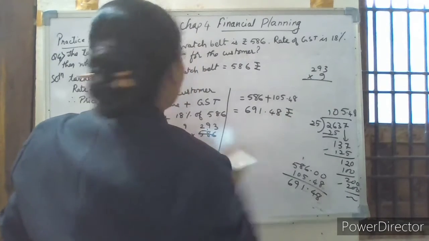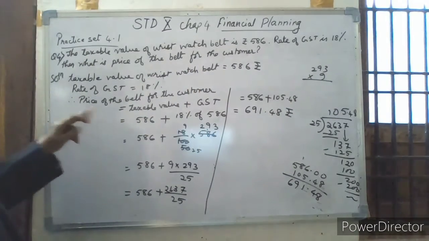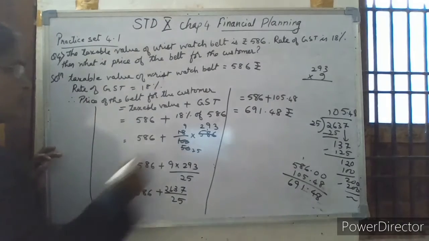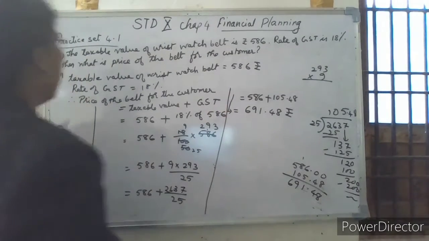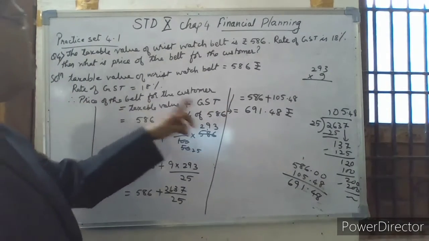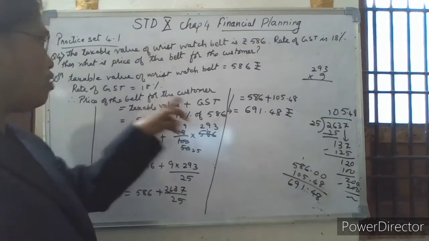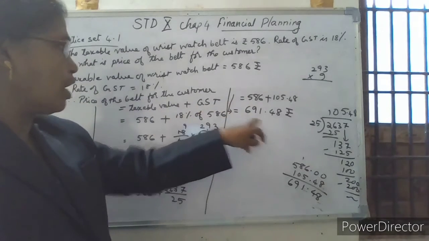This is the rate of the belt. This is the price of the belt for the customer. That is taxable value plus the GST, including, we get this much is the price. So this is the solution.